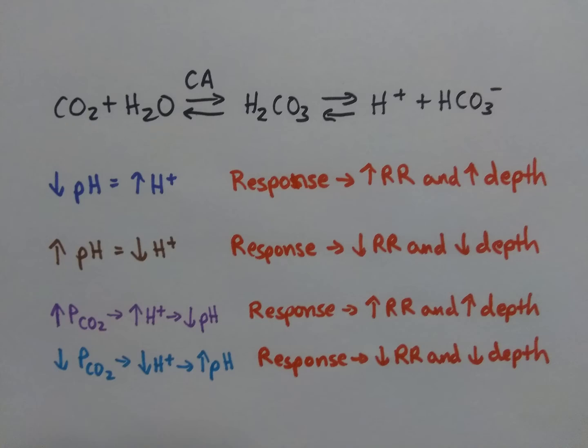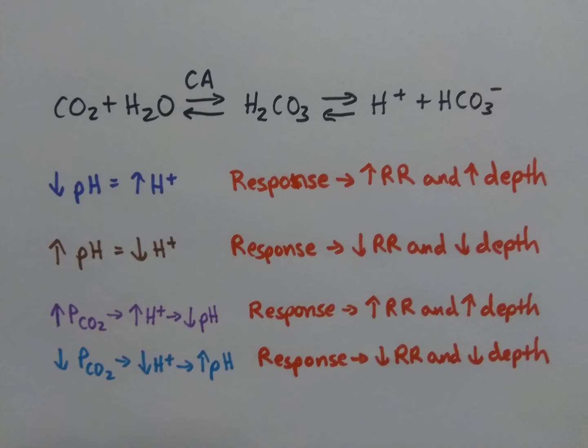And so when the CO2 levels are too high, if you breathe faster and deeper to exhale more CO2, that will get the CO2 levels back down to normal. And then also by driving this reaction to the left, you get rid of the hydrogen ions, and that will fix our problem with the pH being too low. It'll bring it back up to normal.